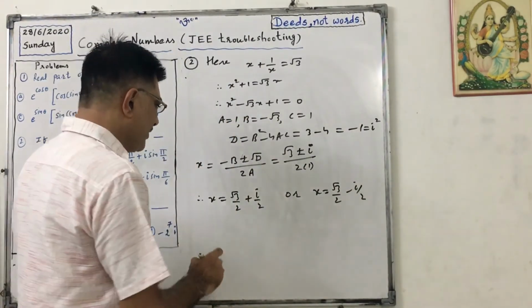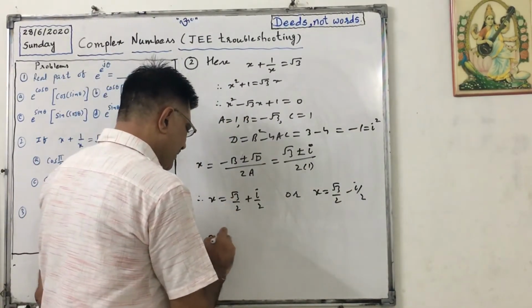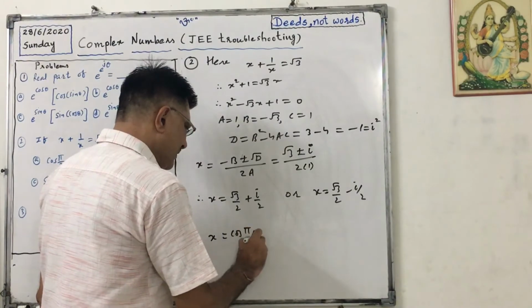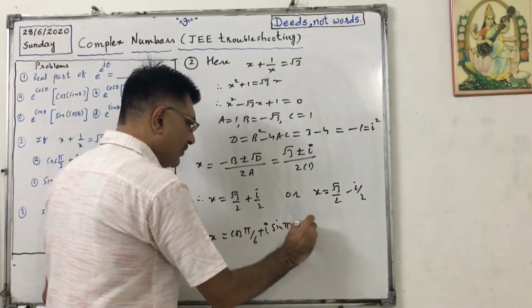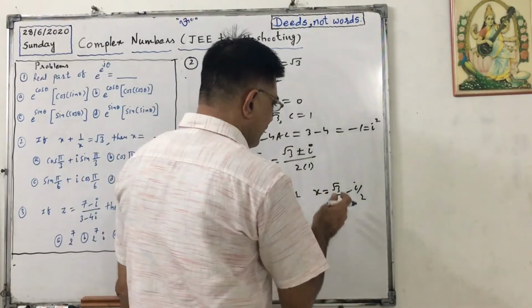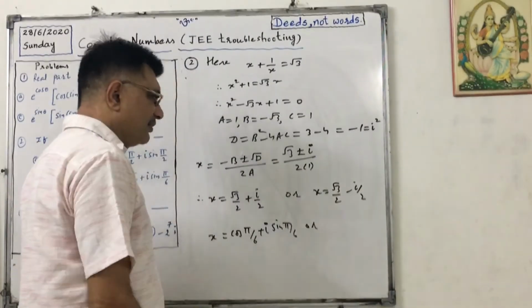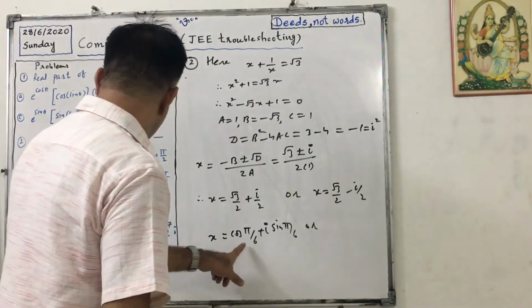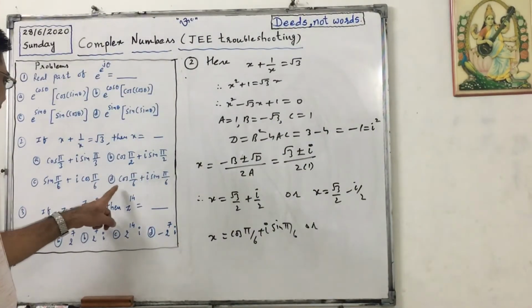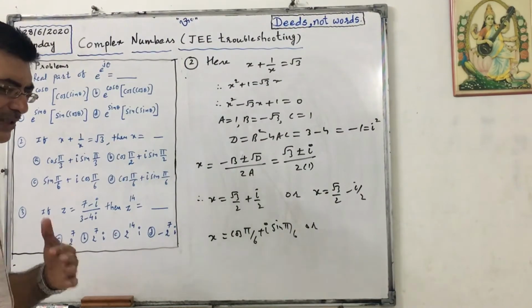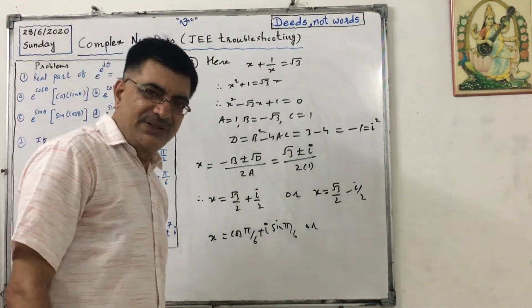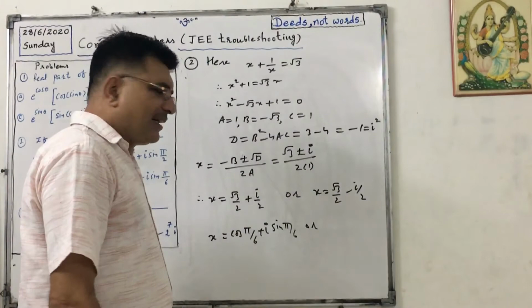Now we know that this can be written as cos pi by 6 plus I into 1 by 2, which is sin pi by 6. It is not needed to find the other one because this is the answer actually: cos pi by 6 plus I into sin pi by 6. We don't have that much time to check all the options. So this is the answer, option D.